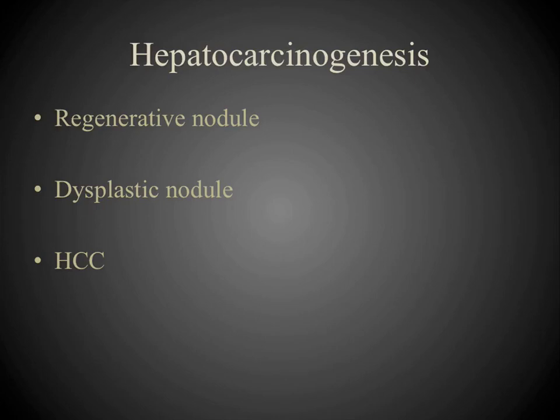Hepatocarcinogenesis occurs in a stepwise process from regenerative nodule to dysplastic nodule to HCC. This is accompanied by vascular changes with loss of the normal hepatic arterial and portal venous blood supply with simultaneous neoangiogenesis. This accounts for the variations of enhancement patterns of cirrhotic nodules.